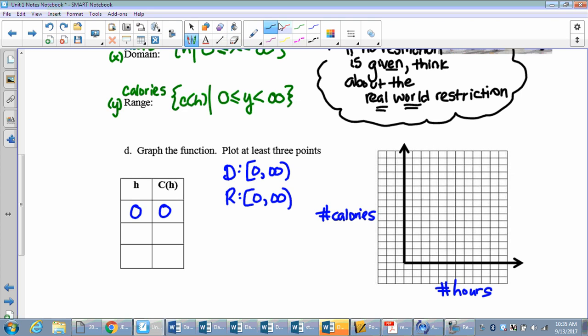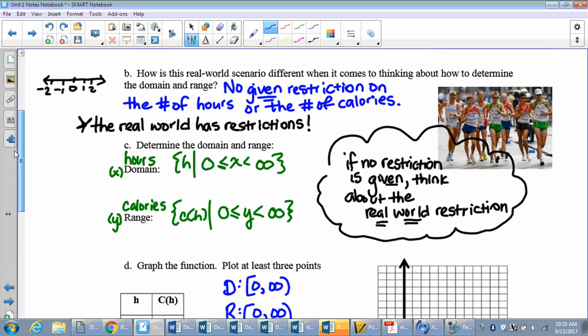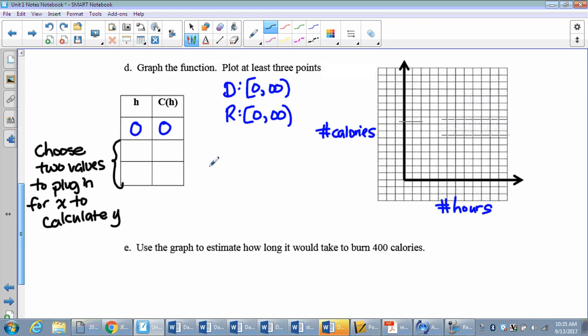So I'm not even going to leave those 2. I'm going to just leave a note. Choose 2 values to plug in for x to calculate y. And those will get you the ordered pairs you need. Remember, you're plugging into the function you were given here at the top. C of h equals 264h. So I'm just going to leave that right here for you.